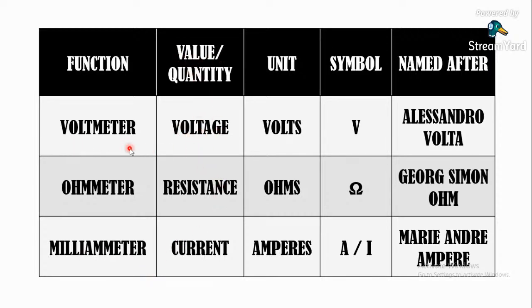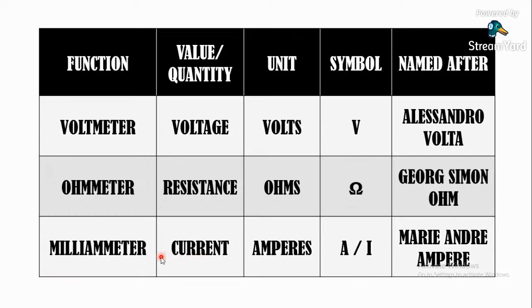So voltmeter, minimeasure niya ay voltage. At ang unit ng voltage natin is volts. Ang symbol niya ay V. Ipinangalan siya kay Alessandro Volta. Ohmmeter naman, ang minimeasure niya is resistance. And ang unit niya is ohms, with the symbol omega. So, pinangalan ito kay George Simon Ohm.